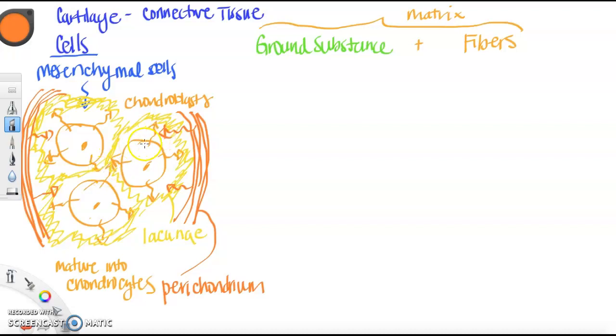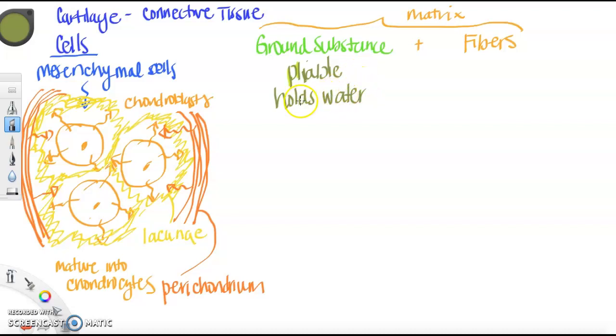All right. In cartilage, the ground substance is pliable. So it's not hard, but it's not soft either. It's kind of malleable. It holds water.